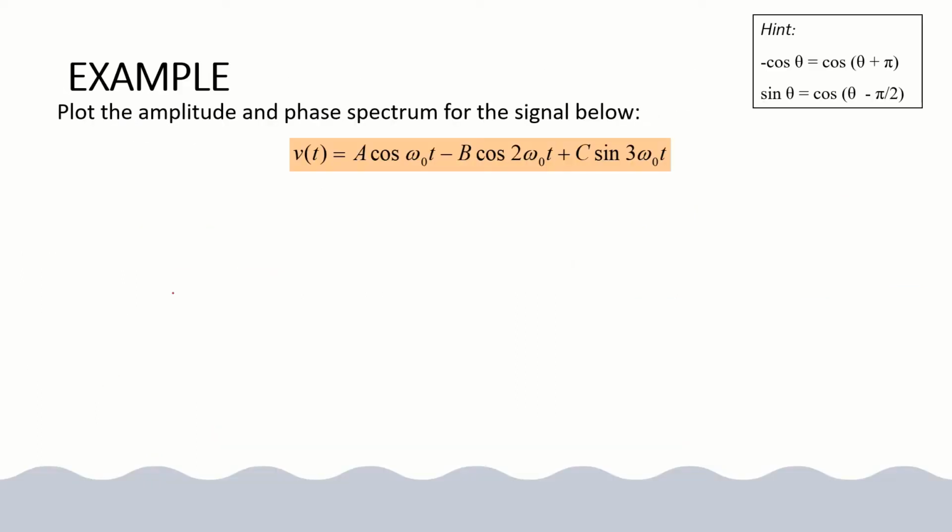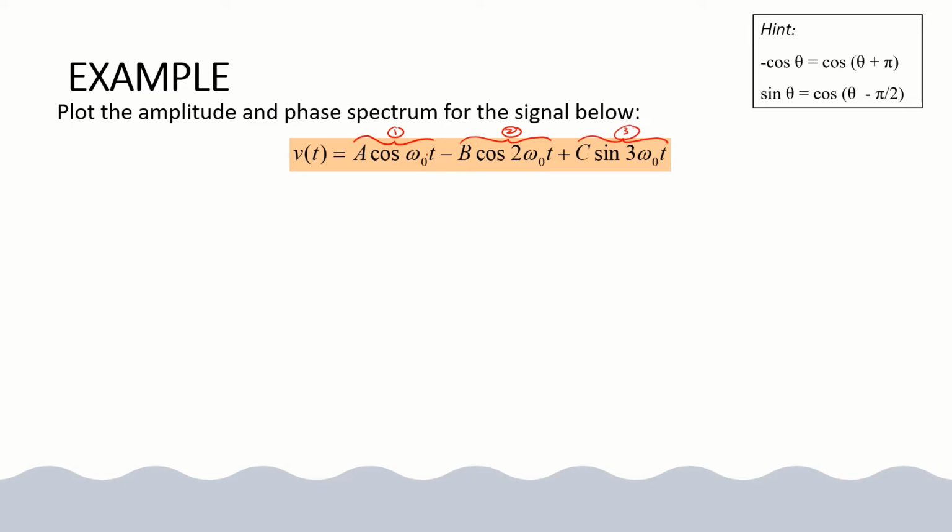Now let's look into the example. I think we have discussed the example in the class. Plot the amplitude and phase spectrum for the signal below. So this is the example of the signal: A cos omega naught t minus B cos 2 omega naught t plus C sine 3 omega naught t. In this case, we have the first term, second term, and third term.